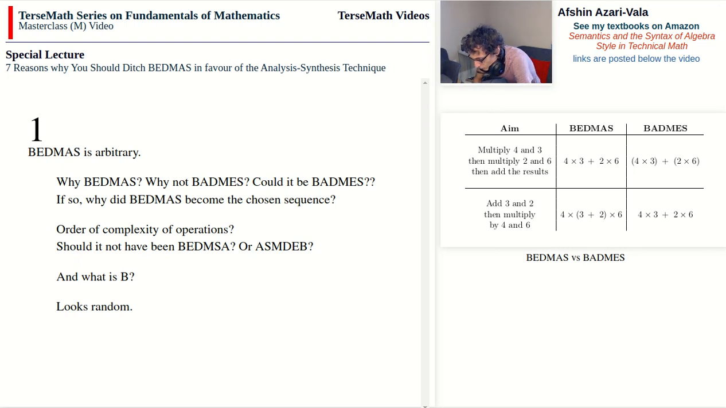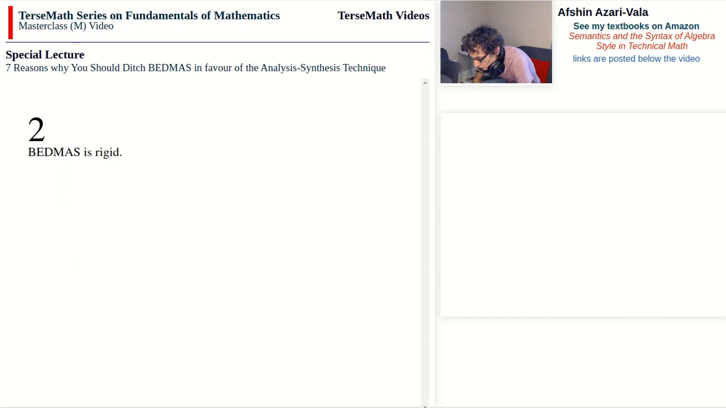Okay, we'll move on to number 2. Number 2, BEDMAS is rigid. So it leaves the impression again that this is the only way that you can sequence your letters. However, we could actually reverse the order of addition and subtraction, and we could also reverse the order of division and multiplication. And BEDMAS would end up being pretty much the same.